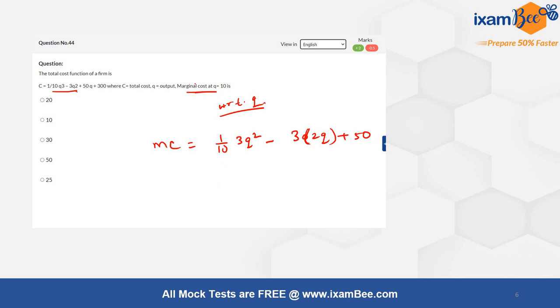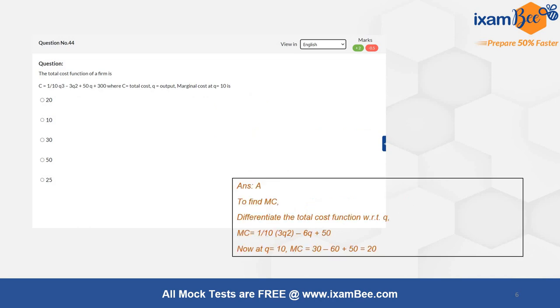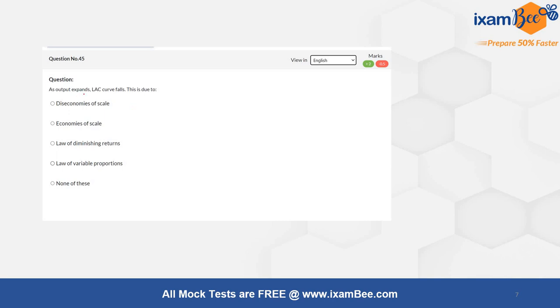Now putting the value of Q equals 10, I get 1/10 into (3 into 10 square minus 3 into 2 into 10 plus 50), which is equal to 30 minus 60 plus 50. Now this is equal to 20. So my marginal cost is coming out to be 20. The right answer is 20. Answer A.